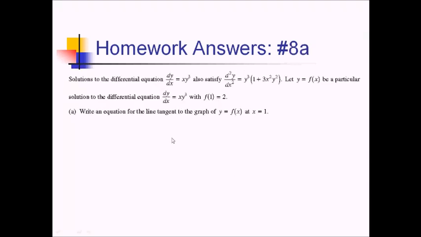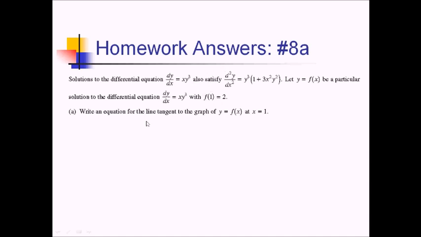For this problem, we're going to be using this stem here where we have solutions to the differential equation that also satisfy this second derivative. So they basically just took the derivative for us. That was nice of them. And we've got some particular solution, this y equals f of x, with an initial condition of f of 1 equals 2, based off of all this stuff up here.